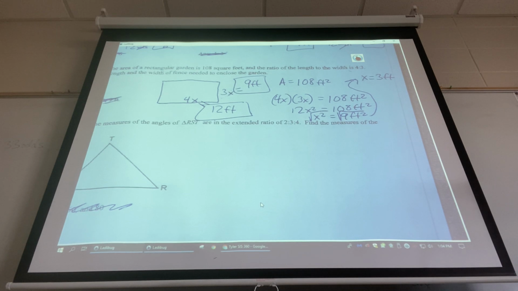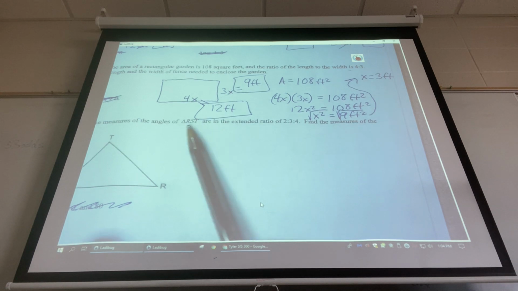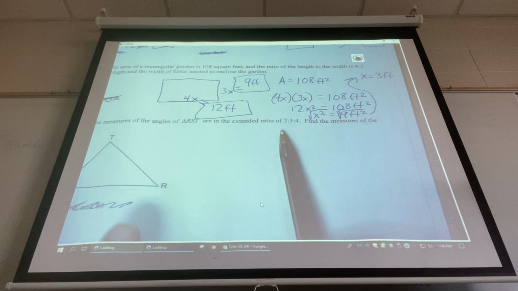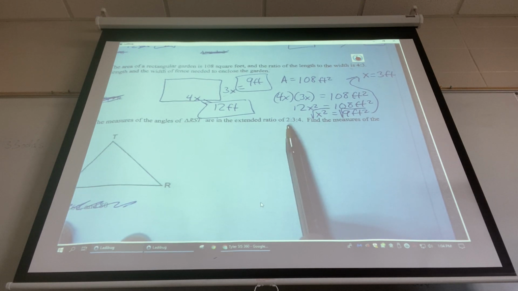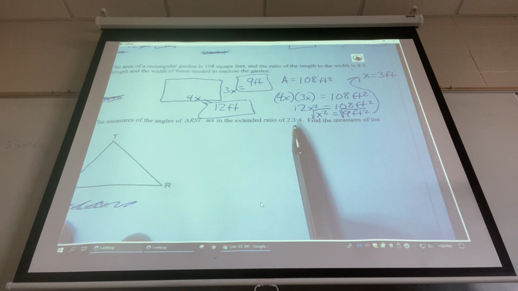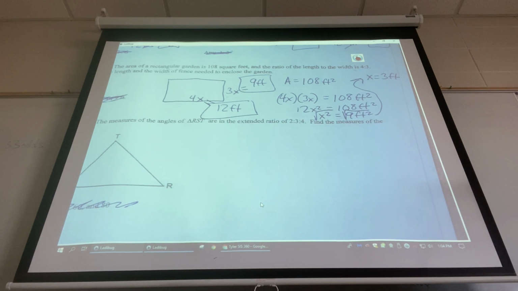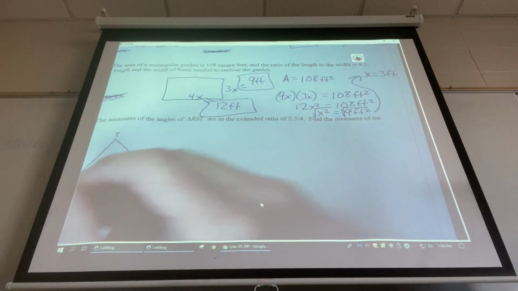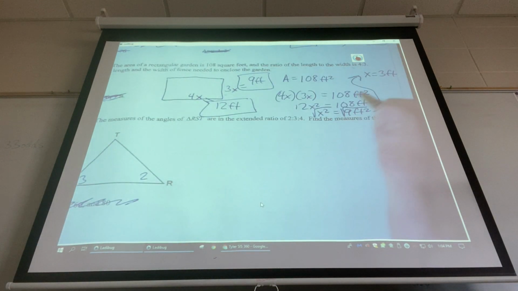Well, let's be careful here. It says we're going to find the measures of the angles, so we're going to have to find the measures of each angle. But it says triangle RST are in the extended ratio of 2 to 3 to 4. We got to be careful here because that's telling us precisely which angle gets the appropriate component. Does that make sense? Yeah. So where does the 2 go? R. The 3 goes with S, and the 4 with T.